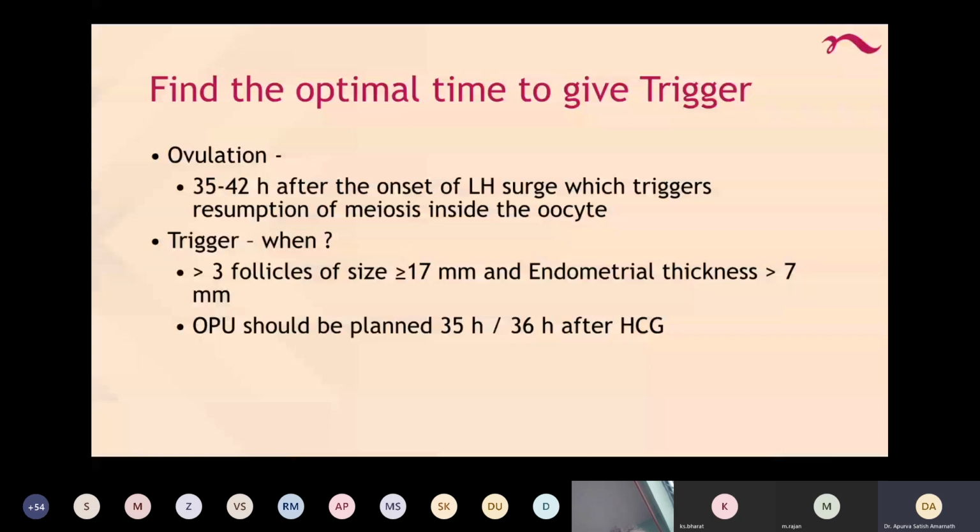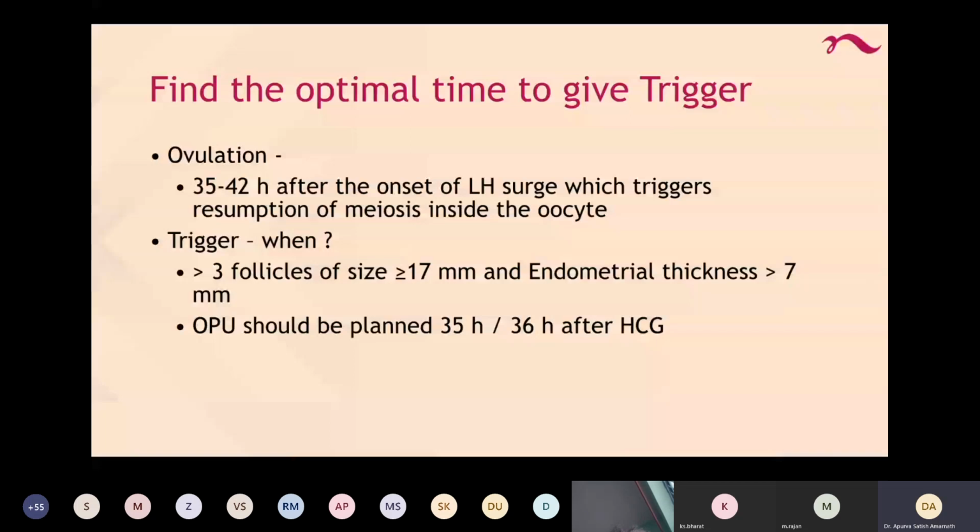So when should a trigger be given? Ideally, more than 3 follicles of greater than 17 millimeter size and endometrial thickness more than 7 millimeters should be the deciding factor for us to trigger during an IVF. And the ovarian follicular aspiration should be planned about 35 to 36 hours after the HCG or the GnRH agonist trigger.